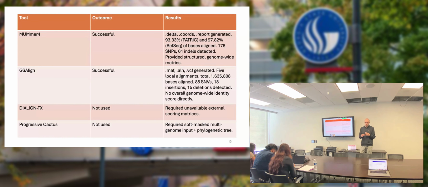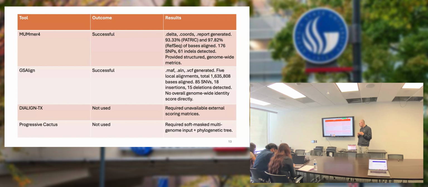Mummer outputs the percentages for query and subject. So this becomes like 93 and 97, it gives percentage identities separately for query and subject. And then I got this many SNPs and indels. And for GS Align, I got a different number of SNPs, which basically illustrates the challenge, because when we take a real example, we don't have the ground truth, and so we get different results from different tools.